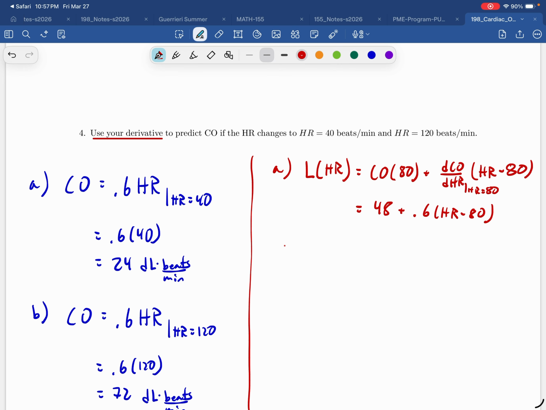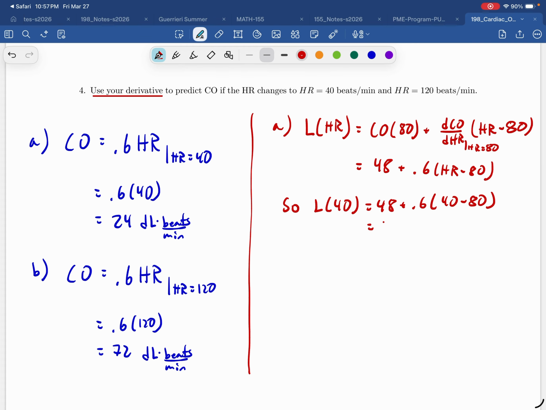So then, if we want to know what happens at 40, we just plug in 40. And what do we get? Well, we get 48 plus 0.6 times negative 40, and was that negative 24? Same as we got over here, right? So in this case, the approximation was actually exact because our function was a line.